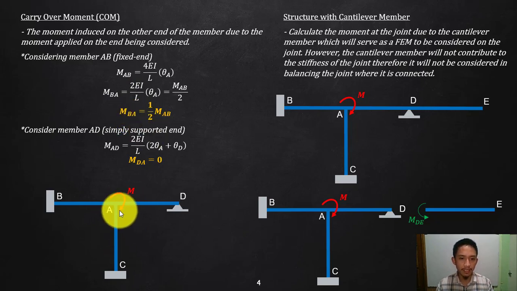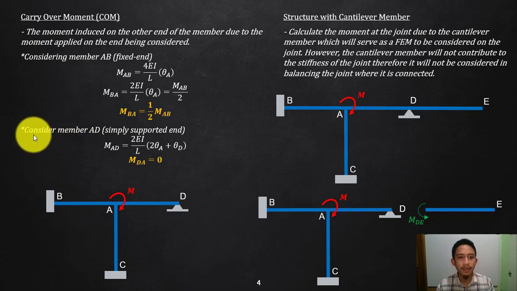Let's say in your member AC, since that is fixed, whatever is taken by that member AC from the excess moment in your joint A, there will be a 1/2 effect of that on the other end, which is your MCA later on. So that is if your member is fixed on the other end.